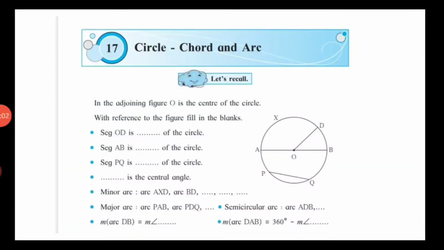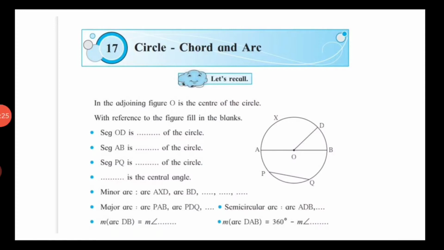Chapter 17, Circle, Chord and Arc. In the beginning of the chapter, let us revise few concepts from our previous standards. So let us recall. In the adjoining figure, O is the center of the circle. With reference to the figure, fill in the blanks. So let us fill in the blank. First it is seg OD is dash dash dash of the circle.